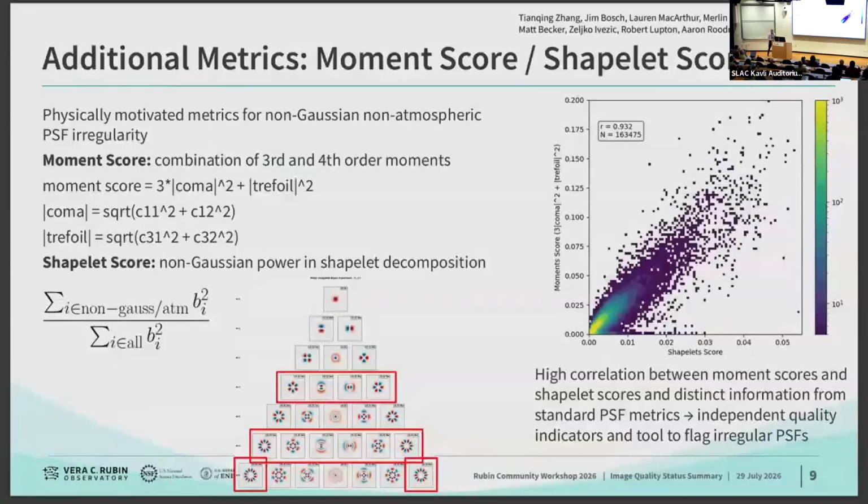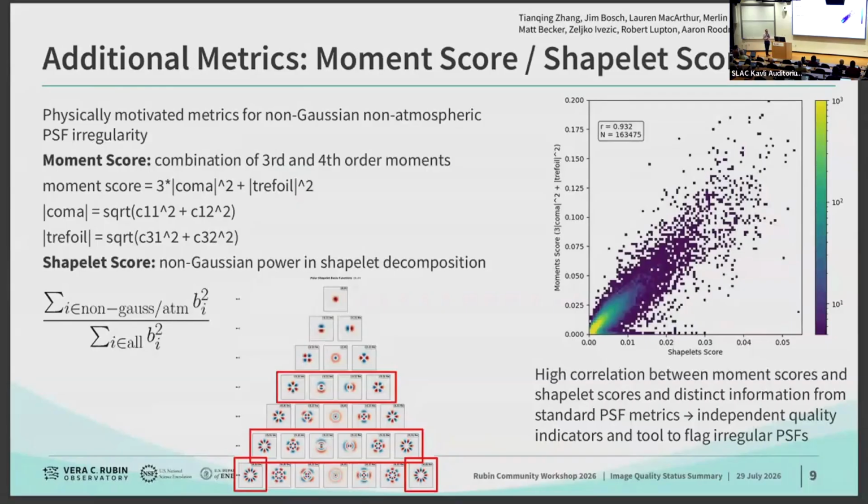One of the new metrics that was developed in recent months is basically two different ways of estimating the non-Gaussian and non-atmosphere contribution to the PSFs, basically irregularly shaped PSFs. We have two different ways of doing this: a moment score and a shapelet score. The moment score is computed from a combination of third and fourth order moments.